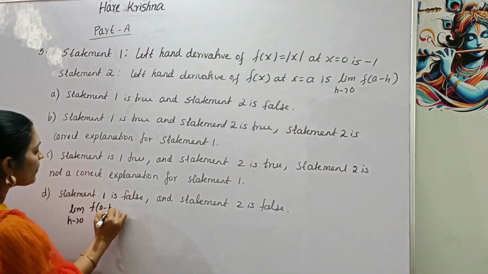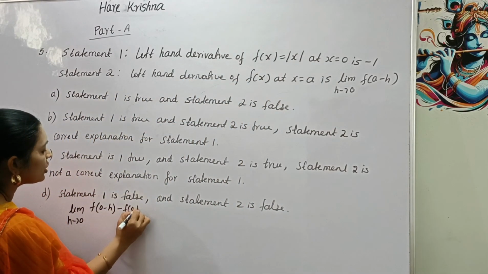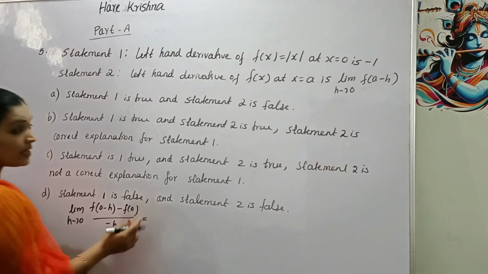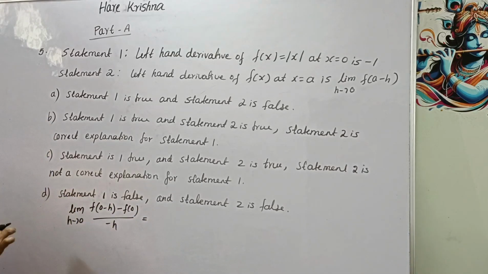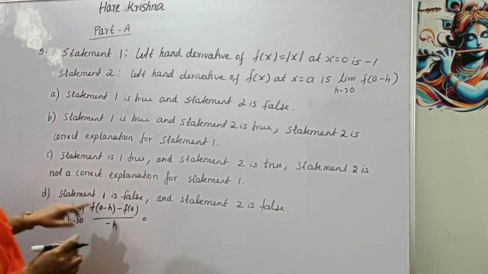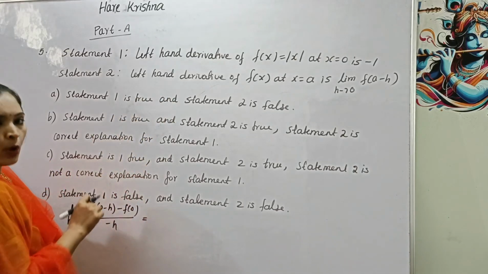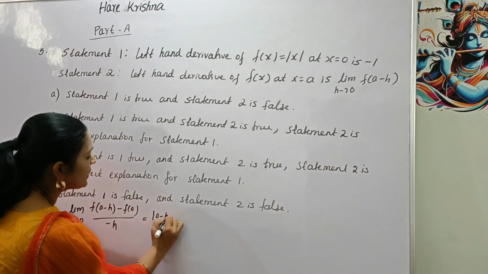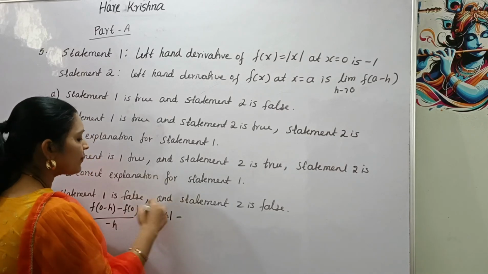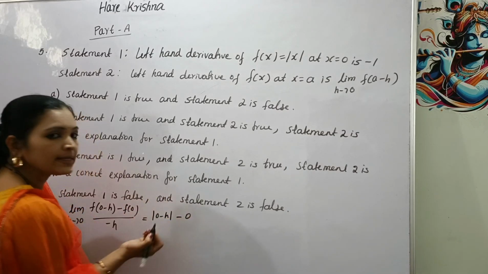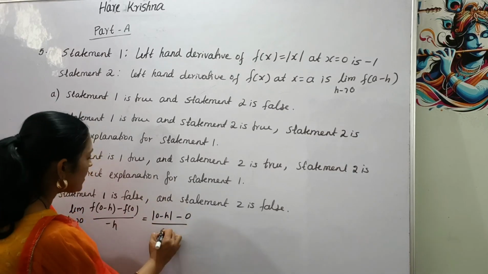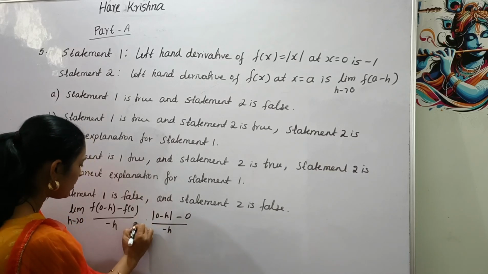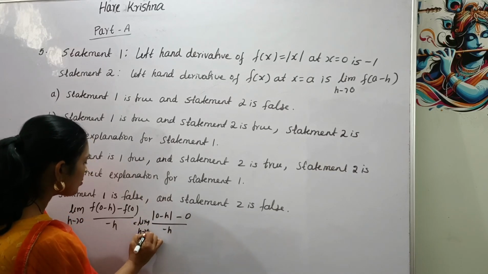So f of 0 minus h minus f of 0 divided by minus h. It is the definition of derivative, left hand derivative. Okay. So here f of x is equal to modulus x, therefore f of 0 minus h is modulus of 0 minus h, minus f of 0, which is modulus 0, that is 0, divided by minus h.